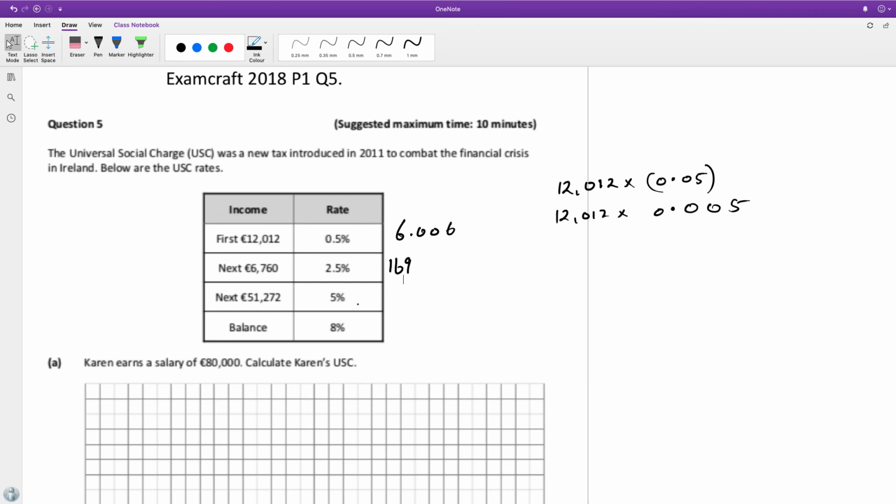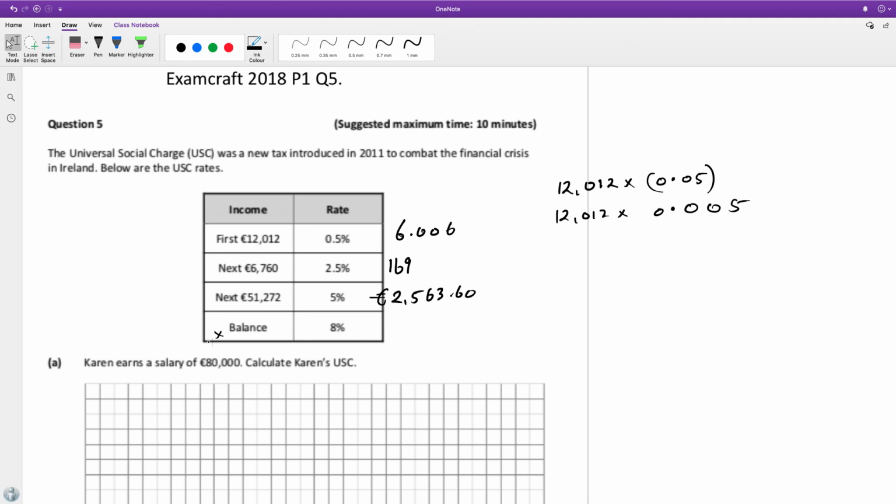Then, 51,272 multiplied by 5% is 2,563.60. What's left over? Yeah, you add them all up.